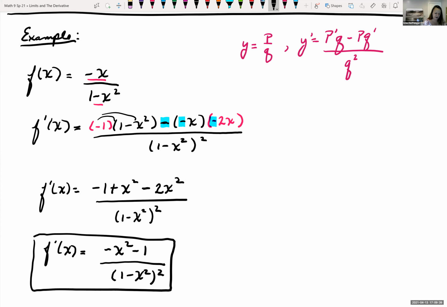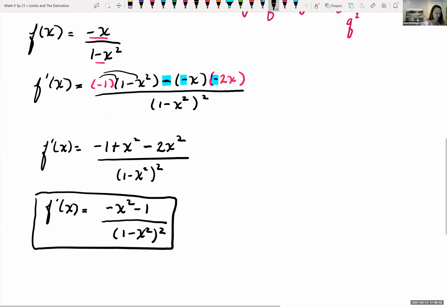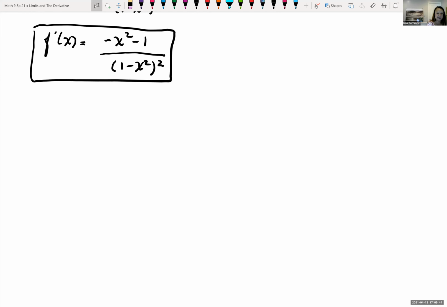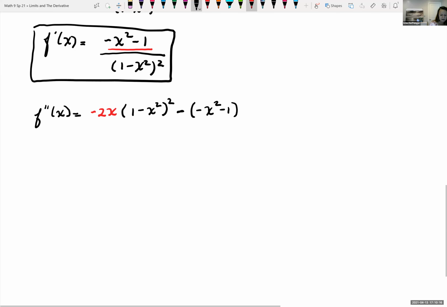So finding the second derivative, let's just move this up. To find the second derivative, again, we're going to have to use that quotient rule. So quotient rule says the derivative of our numerator, derivative of -x squared is -2x. Derivative of that constant is 0, times the denominator, 1 minus x squared quantity squared, minus the numerator, that parentheses around -x squared minus 1, times the derivative of the denominator.